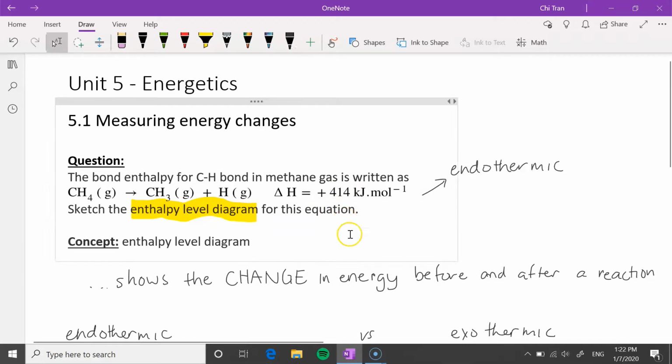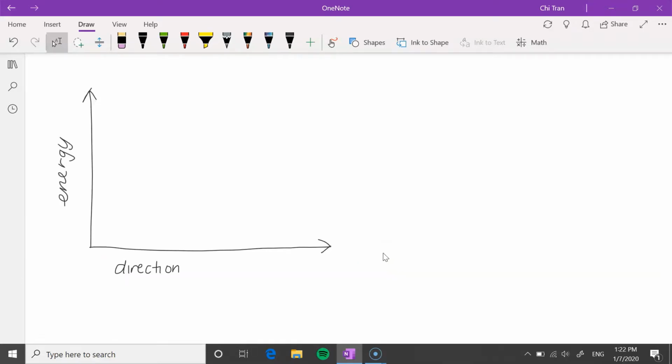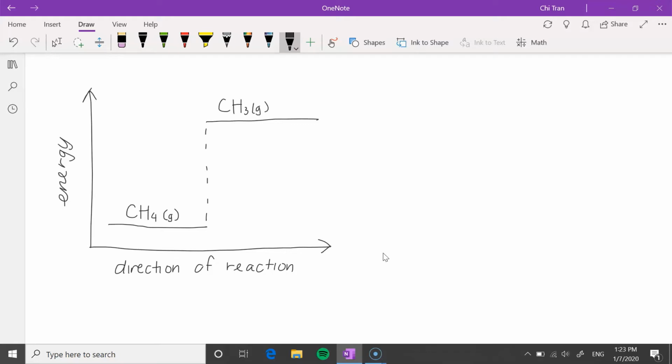Draw out a diagram with energy on the y-axis and direction of reaction on the x-axis. And again, it's an endothermic reaction. So we would have a lower energy reactants and a higher energy products. And we can label in, for the reactants, we write CH4 in gaseous state, and for the products, we write CH3 gaseous plus hydrogen gaseous state.